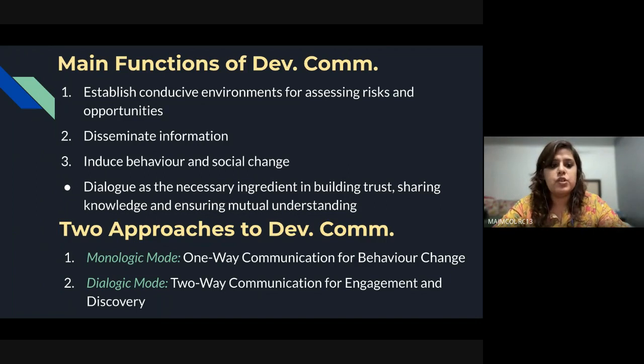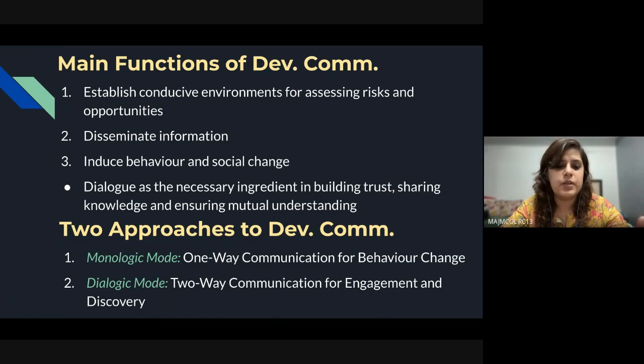The second main function of development communication is disseminating information and inducing behavior and social change via disseminating that information. Therefore, when we talk about disseminating information and behavior and social change, dialogue becomes a key concept, wherein it is needed to build trust, to share knowledge, and to ensure mutual understanding. Now, there are two approaches to development communication. One is monologic mode, and the second is dialogic mode. We'll talk about them in the next slide in a much more nuanced manner.